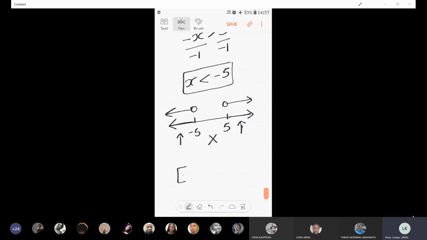I have -5 and 5, and both my brackets are round because neither 5 nor -5 is included in the solution.